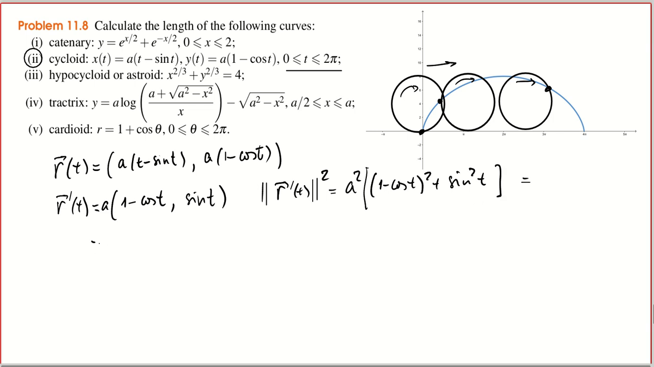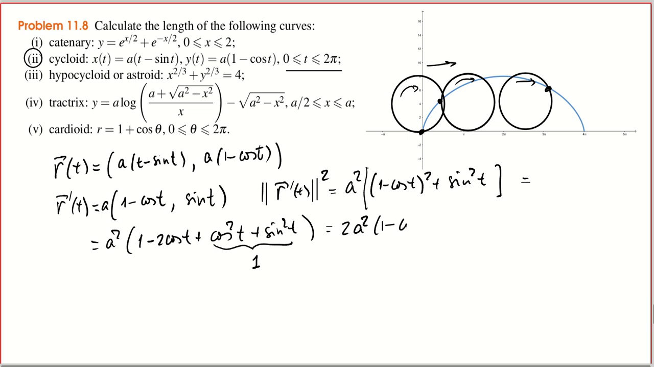And if we expand this, we get a squared times 1 minus 2 cosine plus cosine squared plus sine squared. And remember that cosine squared and sine squared is equal to 1. So this is equal to 2a squared times 1 minus cosine t. This is the length squared, so the length is just the square root of this. So the length we want to calculate is the square root of 2 times a, the integral from 0 to 2 pi of the square root of 1 minus cosine of t, dt.